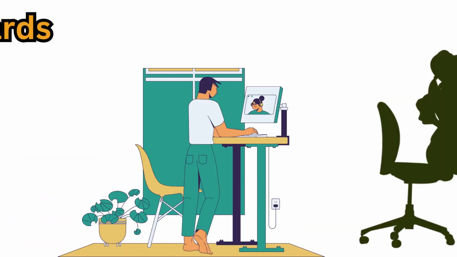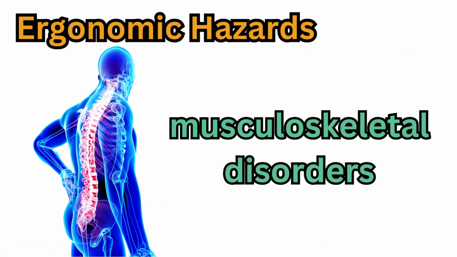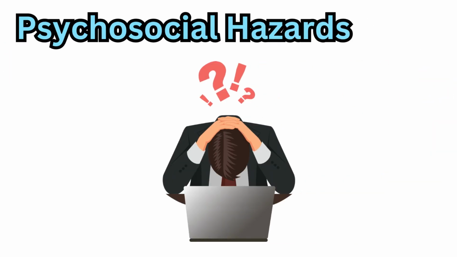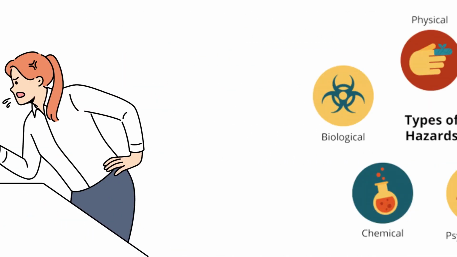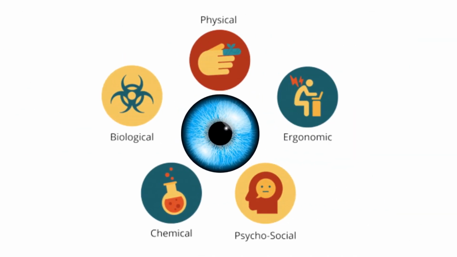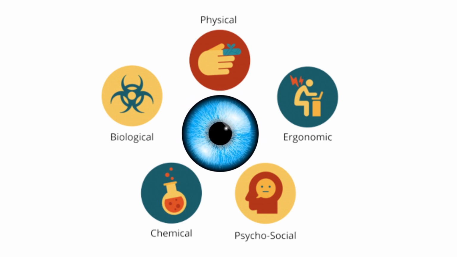Ergonomic hazards. Factors like poor workstation ergonomics leading to musculoskeletal disorders. Psychosocial hazards. Issues like workplace stress, harassment, and bullying that affect mental health. Recognizing these hazards and understanding their specific risks is crucial for effective risk management.